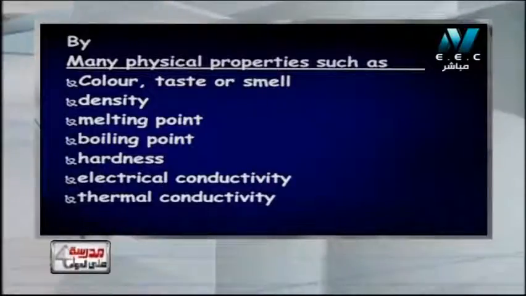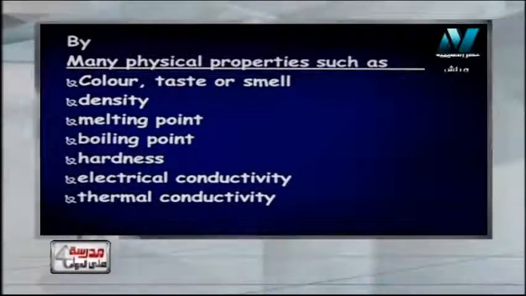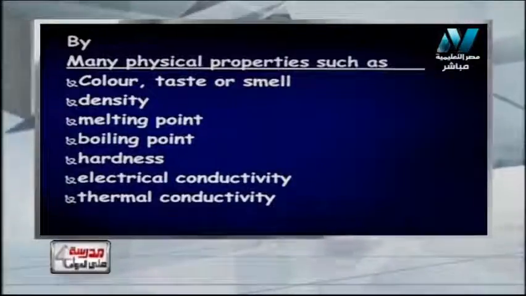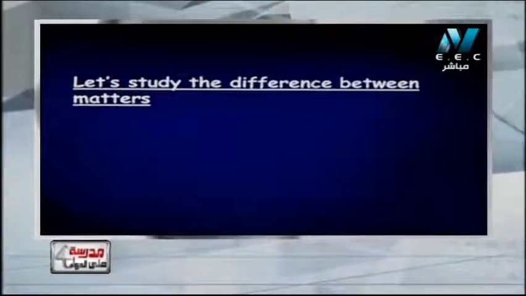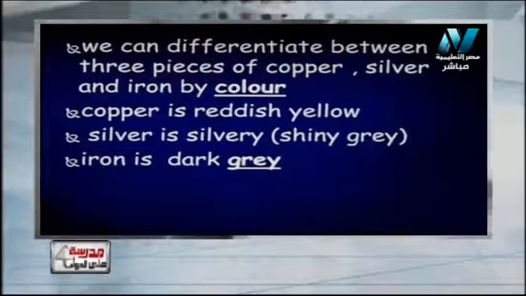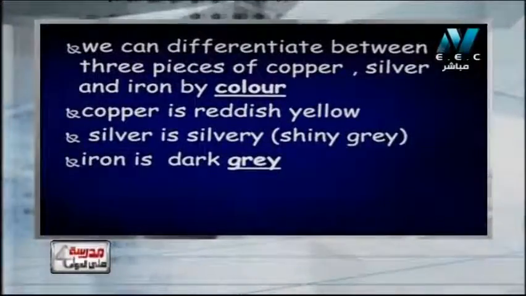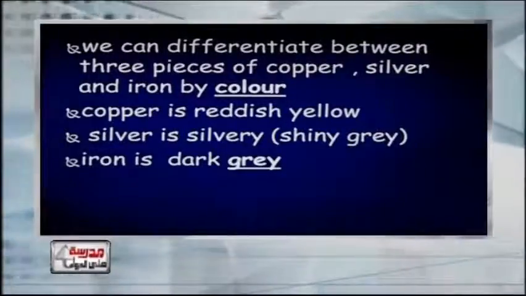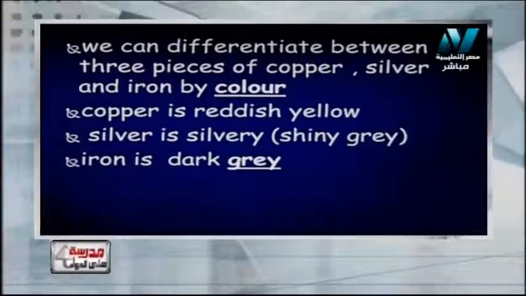So today we will talk about only two properties: number 1, color, taste and smell, and number 2, density. Let's study the difference between some matters by color, taste or smell. Now we can differentiate between 3 pieces of copper, silver and iron. Imagine you have 3 pieces of copper, silver and iron.